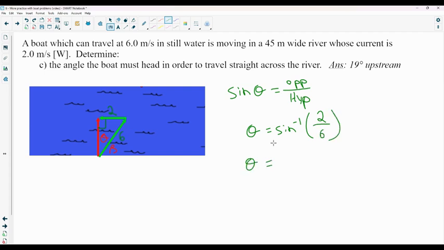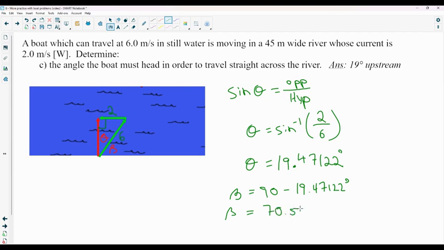So I plug that into my calculator. I end up with 19.47122. I'm going to go to 5 decimal places just to make sure I don't miss anything there. And that's in degrees. Now I want to know beta, right? Because beta is the angle I can say relative to the shore. So I'm going to say that's going to be 90 minus this 19.47122. So I can say my angle beta is going to be 70.52878.